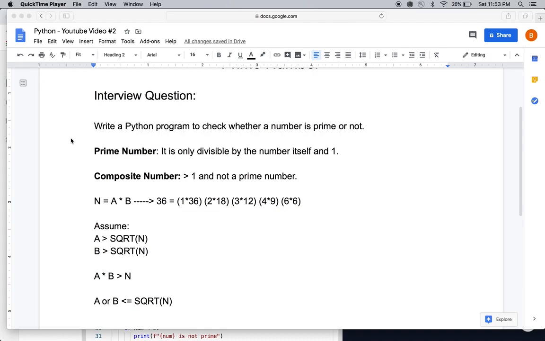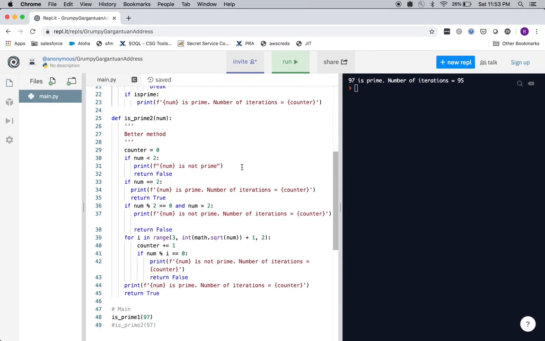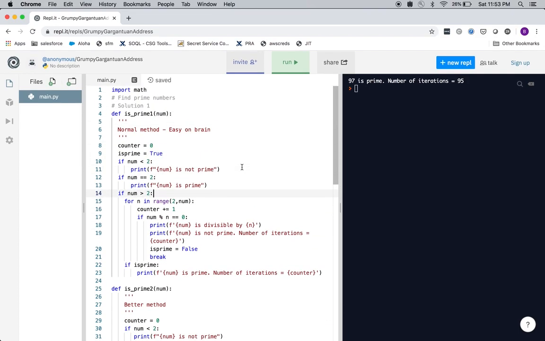So I have a couple of solutions for this problem. First, let's take a look at solution 1, which is the normal method, the method that most people come up with at first, but it's not necessarily efficient.